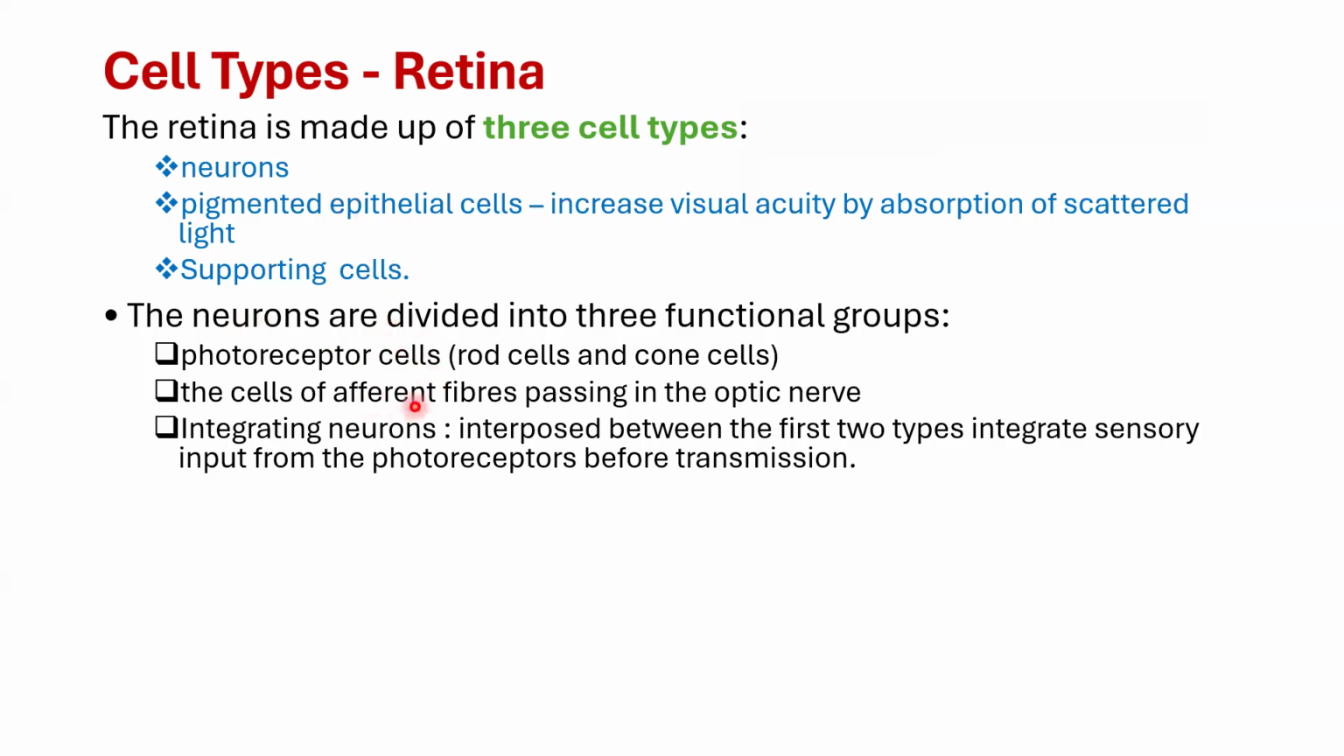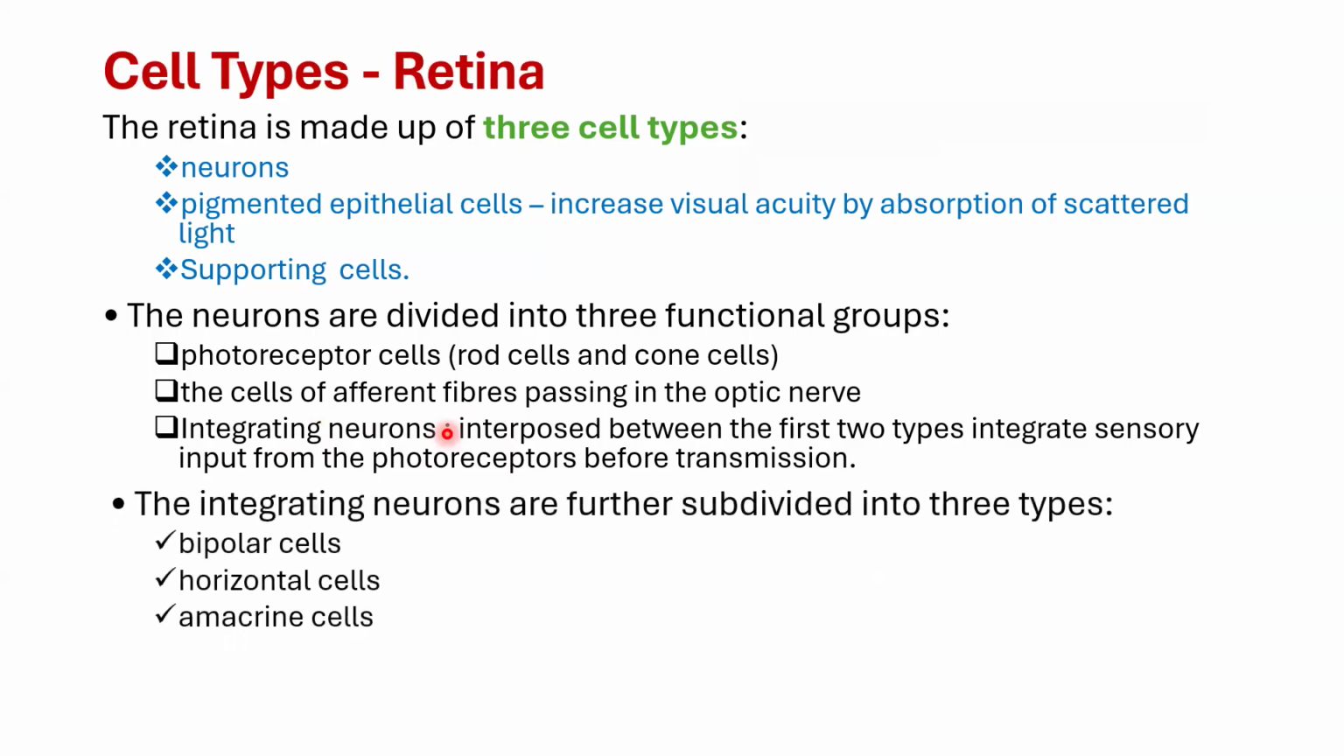For the neurons, they are divided into 3 types. The major cell type we are supposed to appreciate today is the photoreceptor cells, and these photoreceptor cells are the rods and the cones. And then you have the cells of afferent fibers passing in the optic nerve. And then you have integrating neurons. These integrating neurons are found in between the photoreceptors and the ganglion cells.